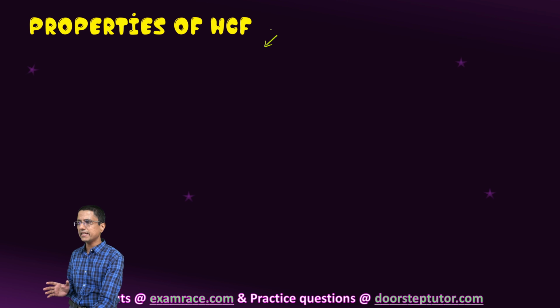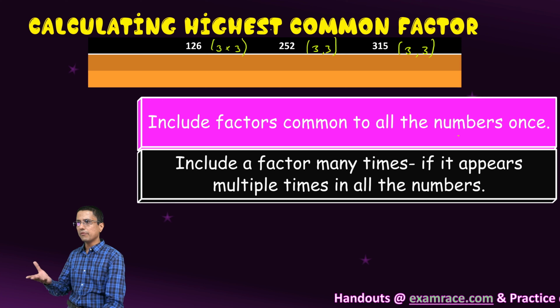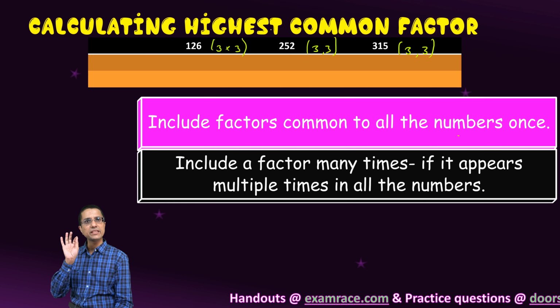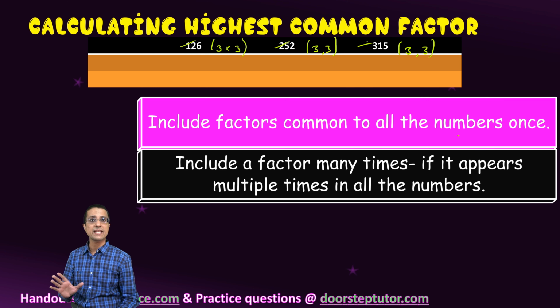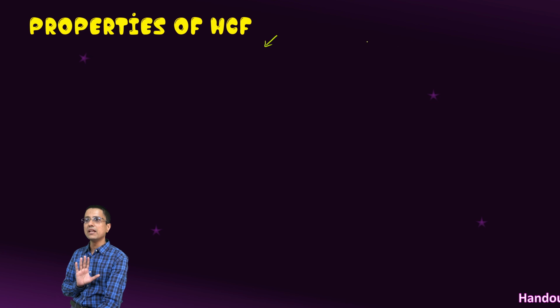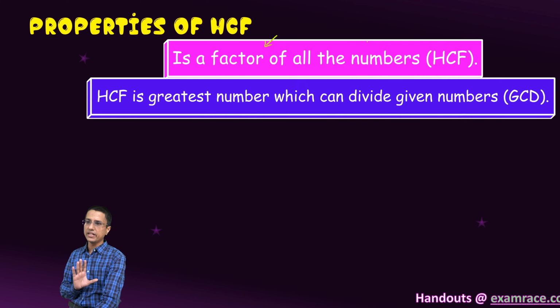So in this example that we just took, 126, 252 and 315, the greatest number which can divide all of these three numbers is actually 9. I cannot find any number bigger than 9 which would divide all the three numbers.